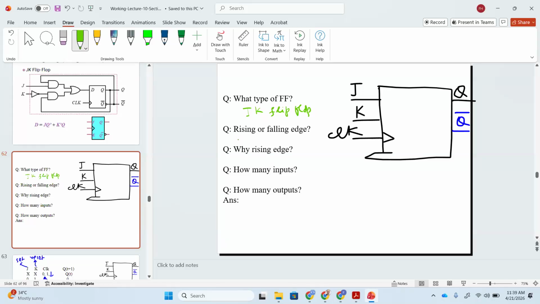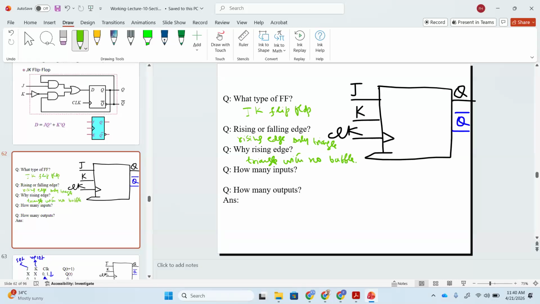Rising edge. Why rising edge? Because it's just a triangle symbol. Yes, only triangle. And it's a JK flip flop, not a latch, because there is a triangle signal. Why rising edge? Because this is a triangle with no bubble. Got it or not got it?